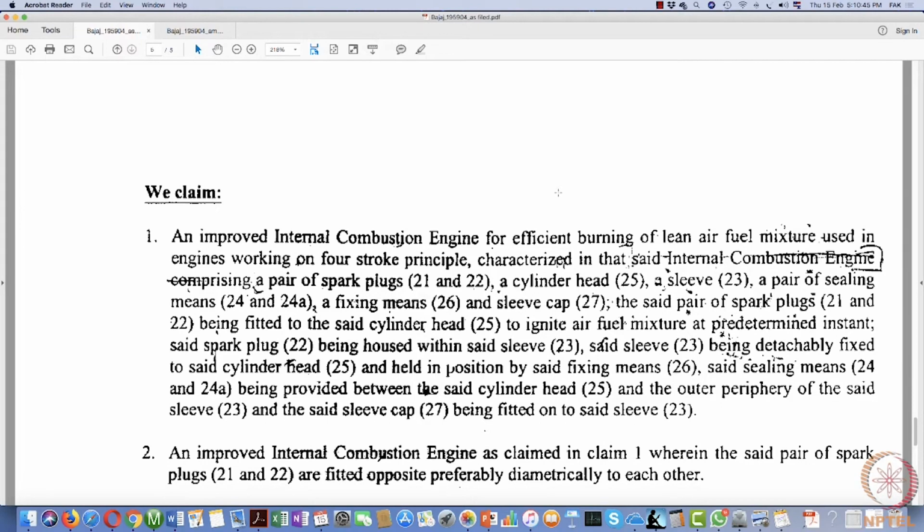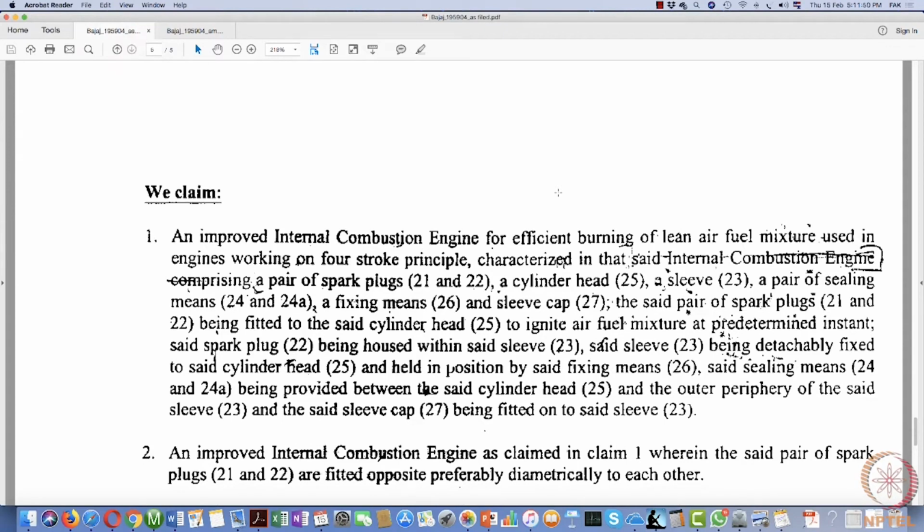Now there is another clause, the said pair of spark plugs. Now ideally, as we have seen, it should start with the wherein language. Wherein the said pair of spark plugs being fitted to the said cylinder to ignite air fuel mixture at predetermined instant. Again, it should have been wherein the said spark plug being housed within said sleeve being detachably fixed to said cylinder head and held in position by said fixing means, said sealing means being provided between the said cylinder head and the outer periphery of the said sleeve, and the said sleeve cap being fitted onto said sleeve. Now it just tells you how a spark plug is fitted or arranged on an internal combustion engine.